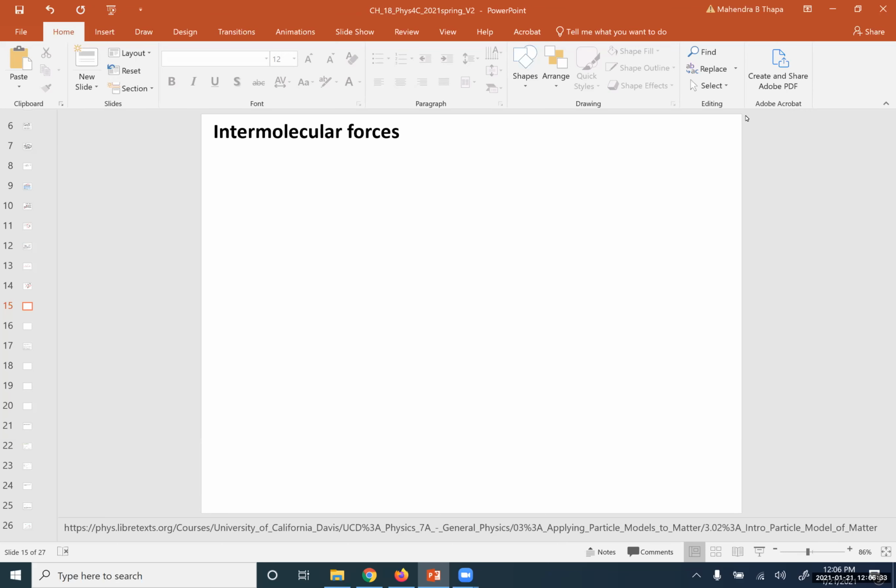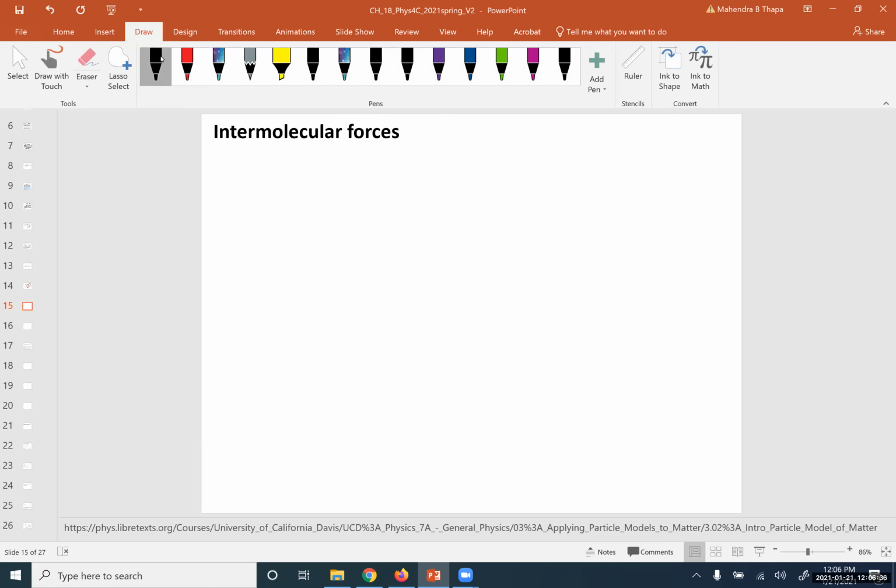Say we have two molecules. Say this is molecule 1 and the other one is molecule 2. Here the distance between molecule 1 and molecule 2 is r. So there must be an intermolecular force between these two molecules.